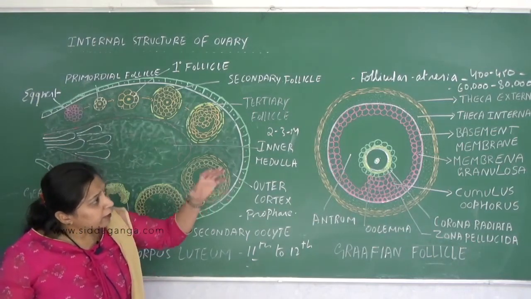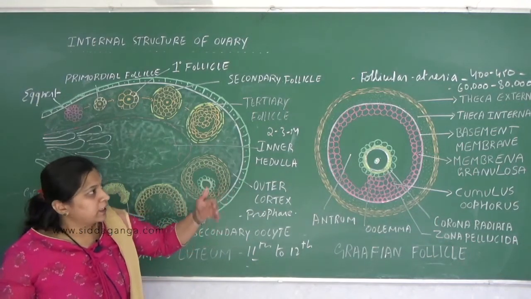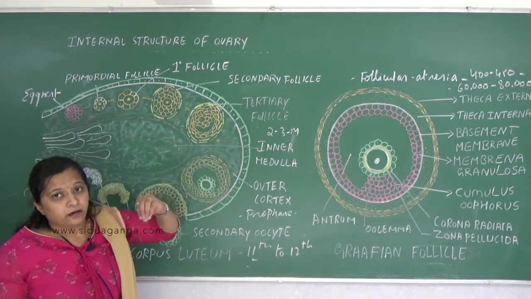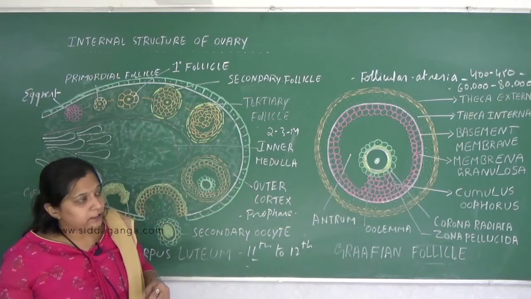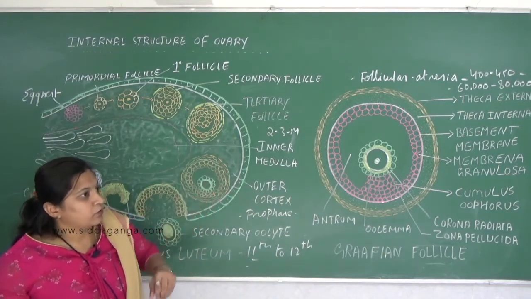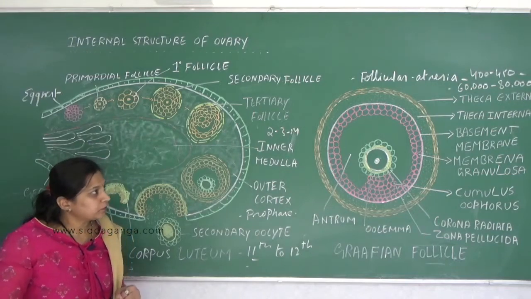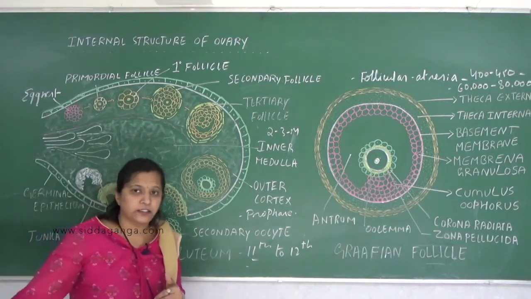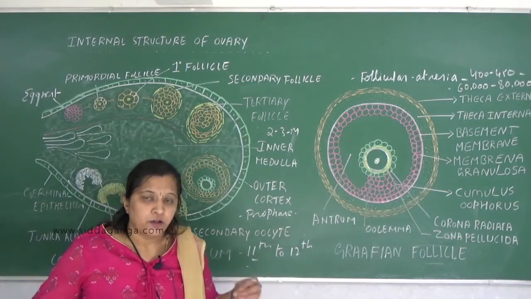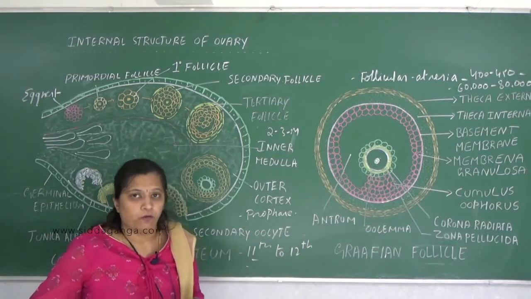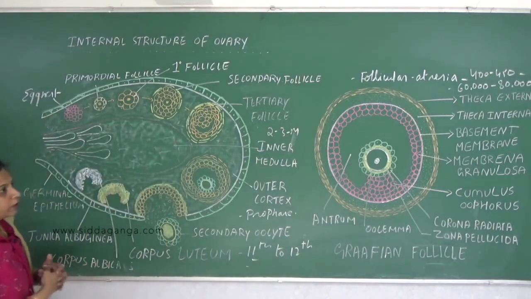So in order to reduce the number of oocytes released by the ovaries, degeneration of most of the follicles will take place. That degeneration is called what? Follicular atresia. Right? So what is the significance of follicular atresia? To reduce the number of oocytes released by the ovaries. So that is follicular atresia.